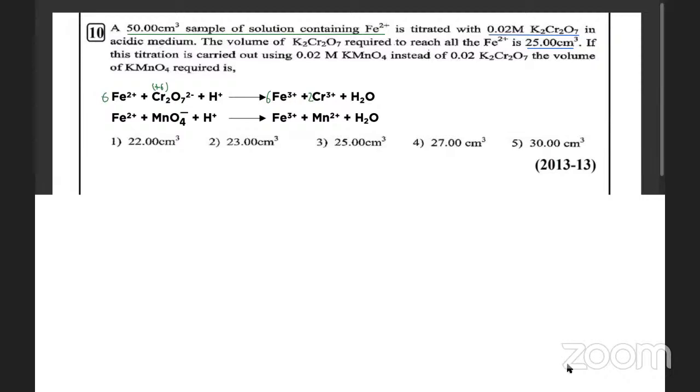And permanganate also, let's just quickly balance it out. Manganese from +7 goes to +2, therefore the difference is 5. Iron from +2 goes to +3, difference is 1, so that 1 comes here. Between permanganate and iron it's 5.